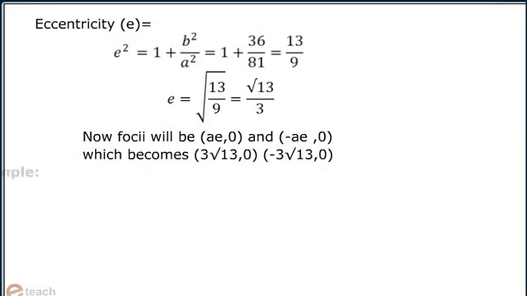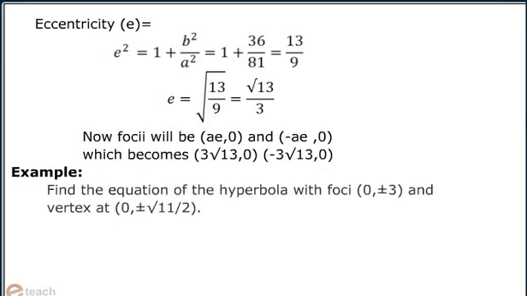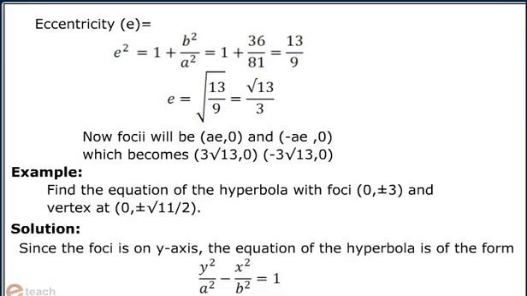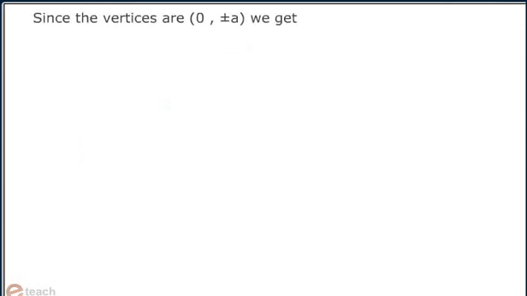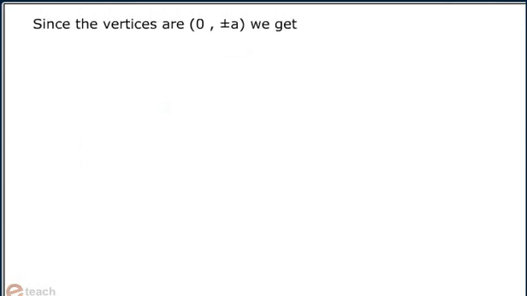Example: find the equation of the hyperbola with foci (0, plus or minus 3) and vertices at (0, plus or minus root 11 by 2). Solution: since the foci are on the y-axis, the equation of the hyperbola is of the form y squared by a squared minus x squared by b squared equals 1. Since the vertices are (0, plus or minus a), we get a equals root 11 by 2.